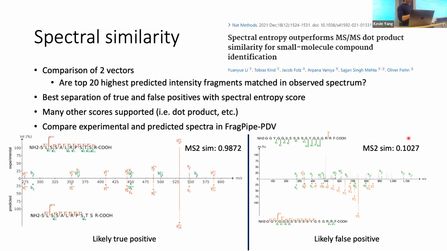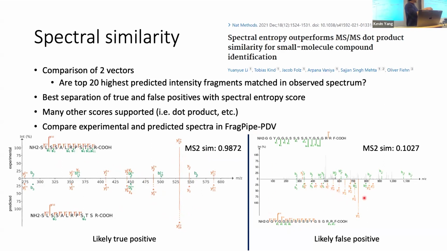So like FragPipe-PDV, you can now compare your experimental spectrum versus your predicted one and see, is this truly a good match? On the left-hand side here, we have one peptide, where the top part is experimental, the bottom is predicted, and the MS2 similarity between them is 0.98. This is on a scale from 0 to 1, where 1 is more similar. So 0.98 means that it's very likely to be true. We see that a lot of the fragments are matching. The y10 ion is very intense in both the prediction and the experimental, so we'll be more confident that this is a true positive.